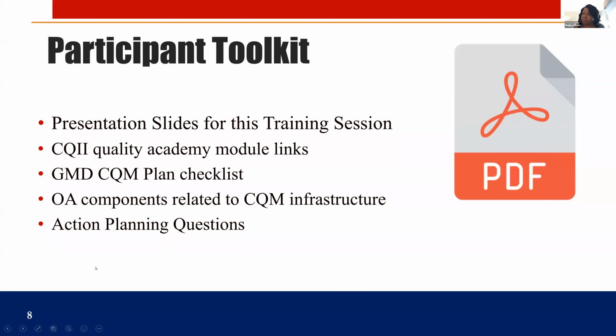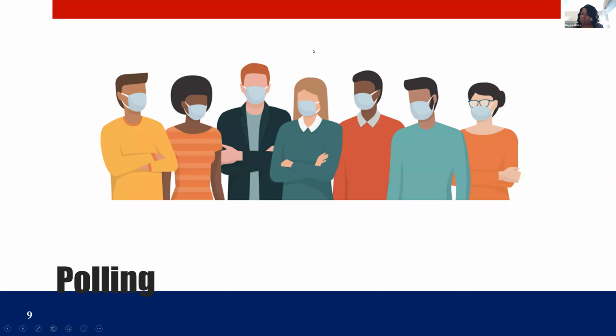Okay, so if you haven't already received the participant toolkit, it will be made available to you. As Oscar mentioned, we're going to put some on the QI page, so you will receive these items: the slides for this presentation, the CQI Quality Academy module links, the CQM Plan checklist, the organizational assessment components related to CQM infrastructure, and any action planning questions that may arise. That will all be included in the participant toolkit and made available for you later. If you didn't receive the toolkit in the email previously, please let us know. We want you to have that toolkit as a guide.